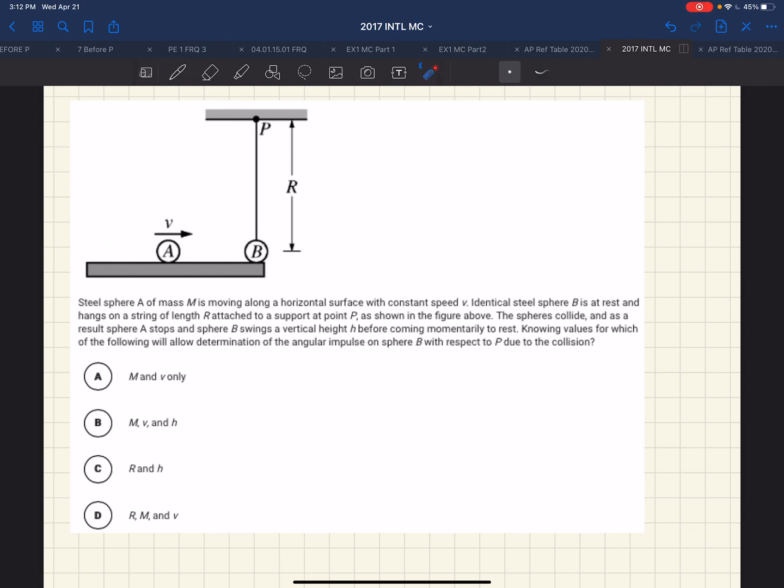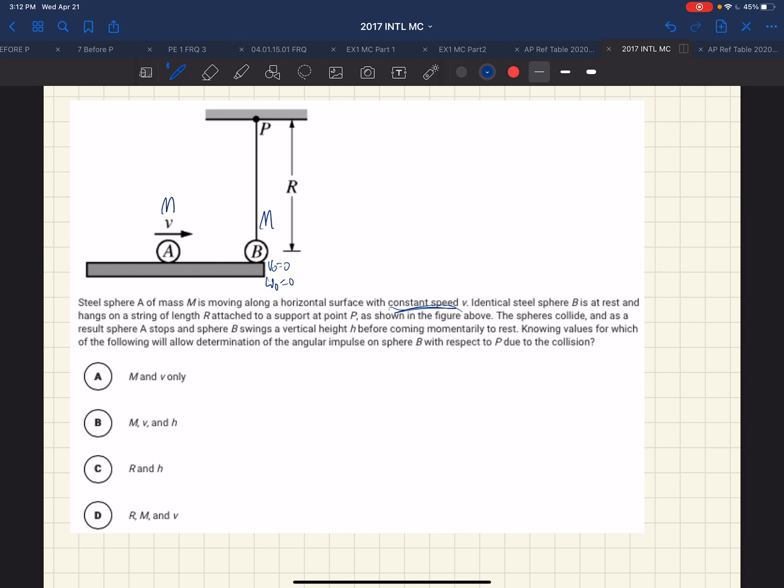So in this situation, we have a steel sphere A that has a mass of m, moving along at a constant speed v. Identical sphere B, so it has the same m, is at rest, so v0 equals 0. Also, omega 0 equals 0 because it's stationary.